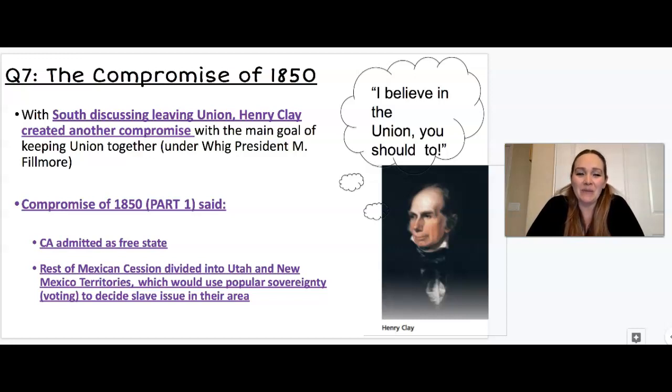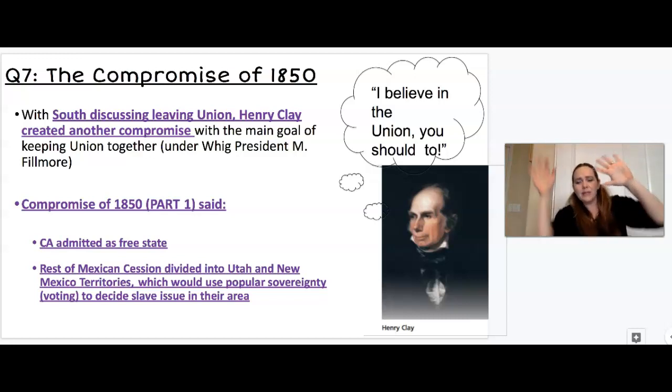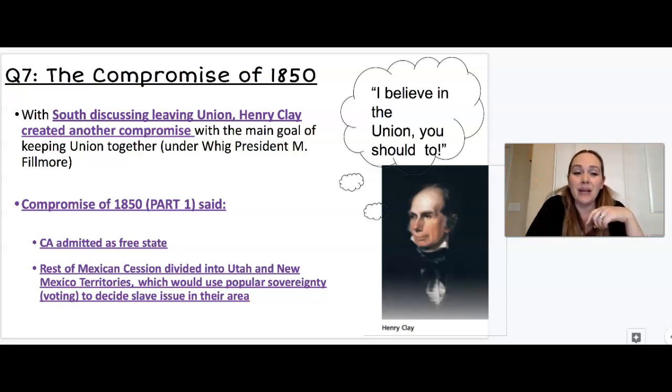So Henry Clay, in an effort to compromise, says, hey, how about this? And he creates the Compromise of 1850, which has a couple of different bullet points about it. Step one, okay, keep this straight. Hint, hint, wink, wink. You need to know this. Step one, California is admitted as a free state. Yay, California. We are free from day one. Woo, woo. So California is free. That's part one of the Compromise of 1850.